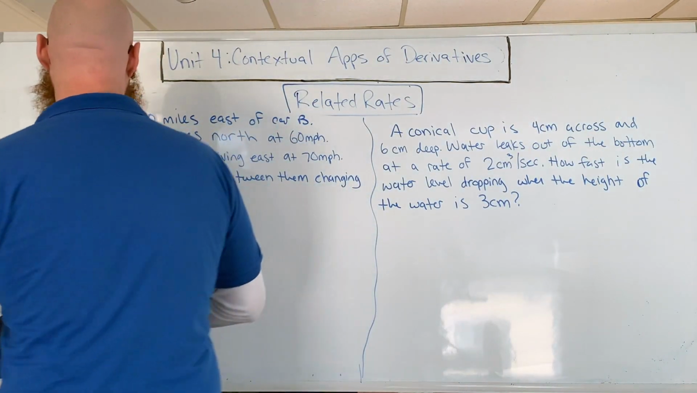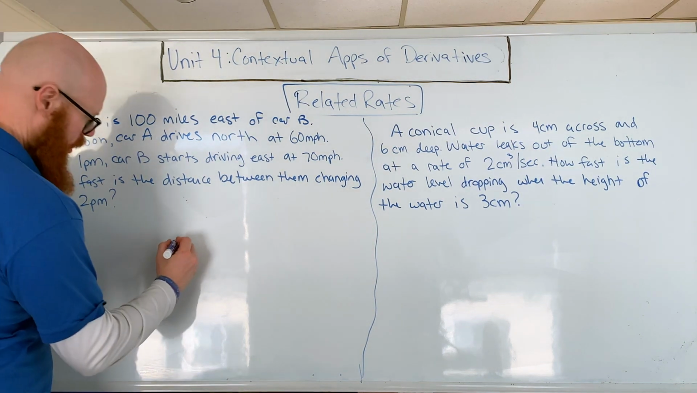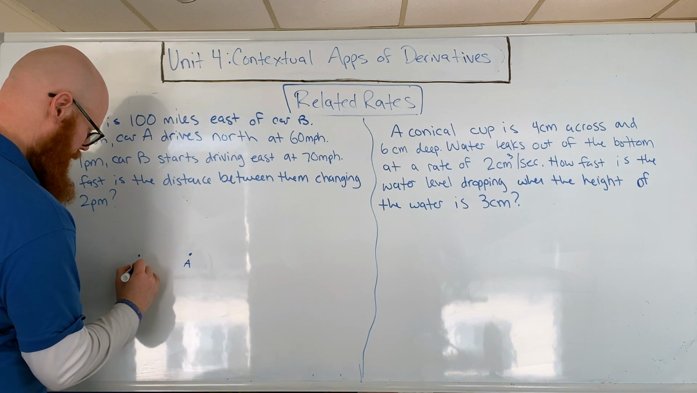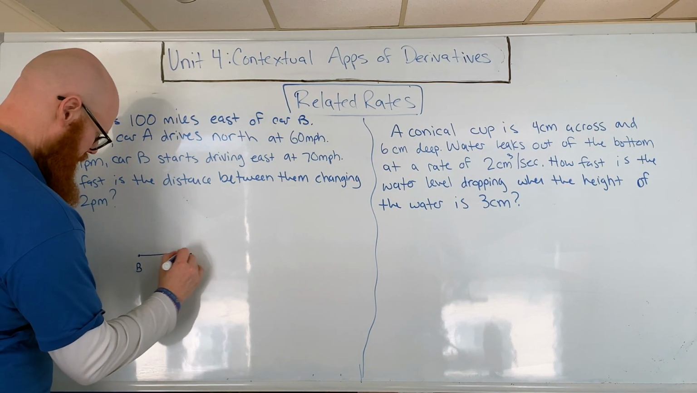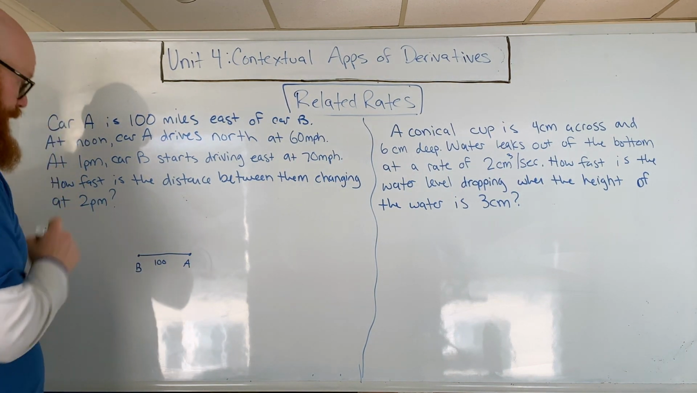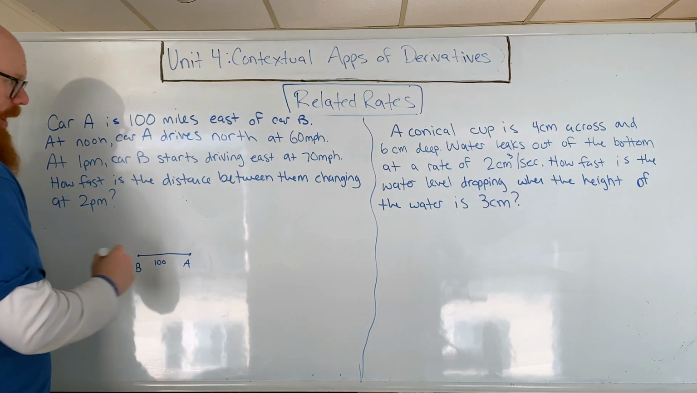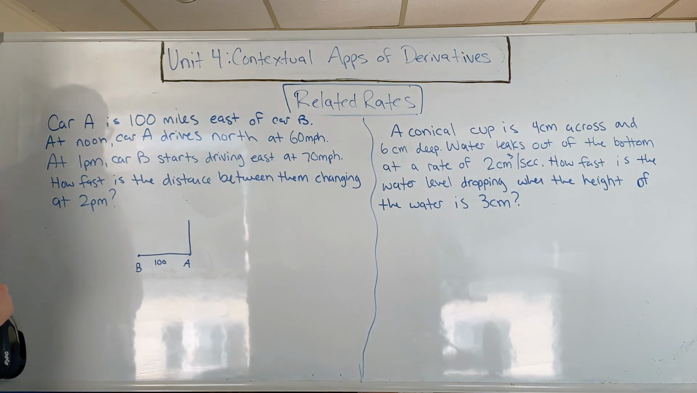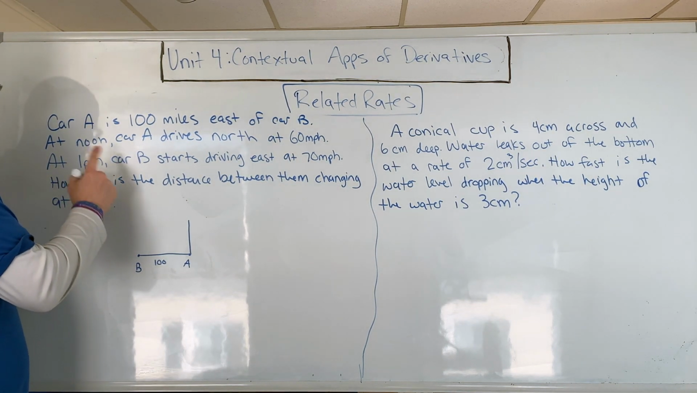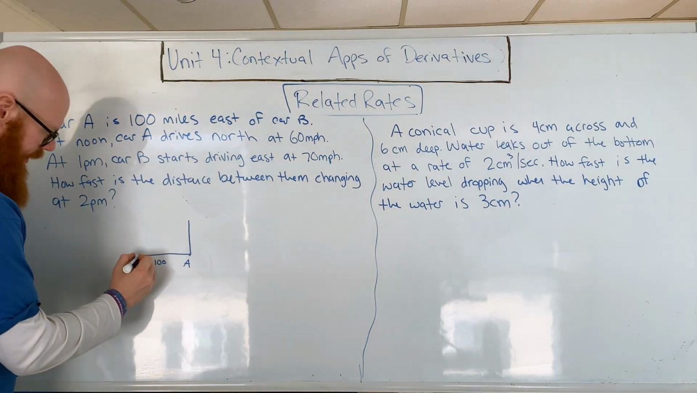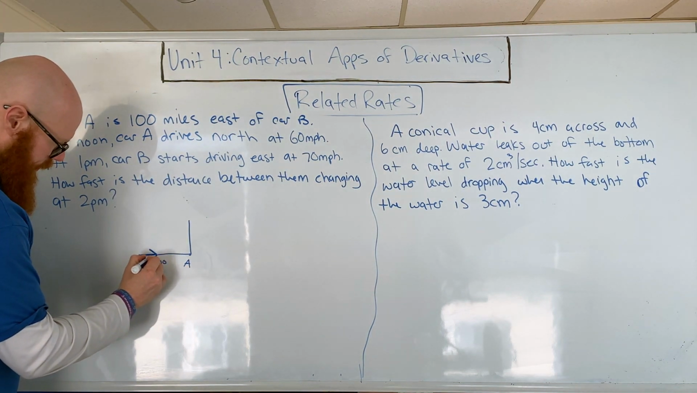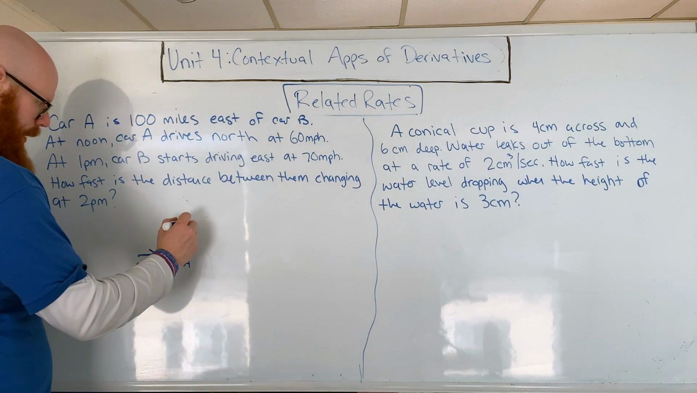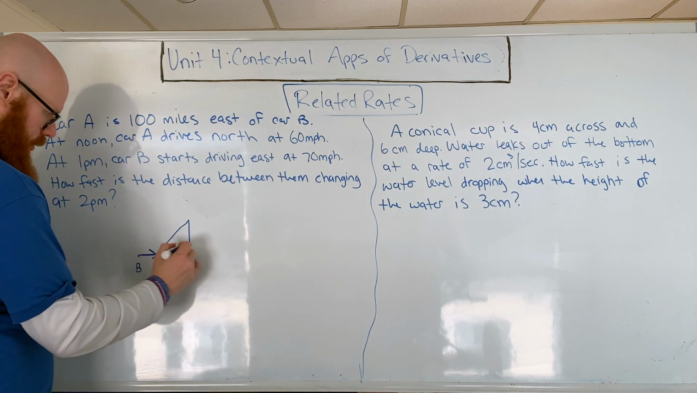So let's try to model this a little bit. Car A is 100 miles east of car B. So we've got car A here. It's east of B, so B is here, and this distance is 100. At noon, car A starts to drive north. At 1 p.m., we'll deal with that time later, car B starts driving east. So car B starts going this way. And how fast is the distance between them changing at 2 p.m.? So we're basically going to be looking at this problem.